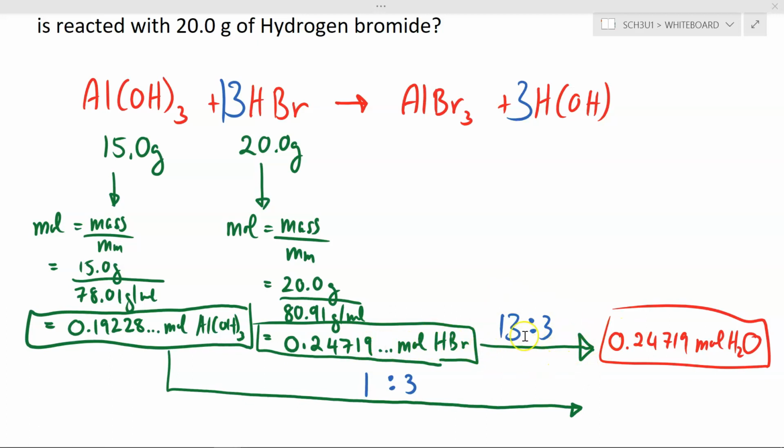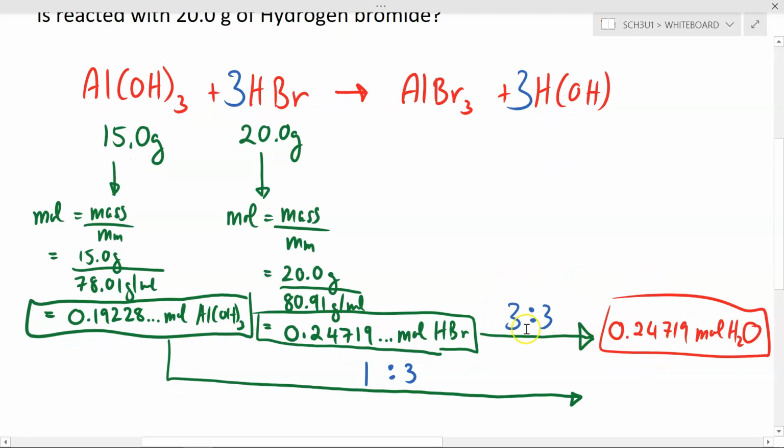So if your algebra skills aren't that great, here's a little shortcut you can do. Take your number, the moles of whatever you're trying to convert, and divide it by its coefficient. Then multiply it by the coefficient of where you want to convert it to. Okay, so divide by where you are, and then multiply by where you're going. And that will essentially give you the right number. Now in this case, you would just divide by 3, but then multiply by 3. So you get the same number anyway.